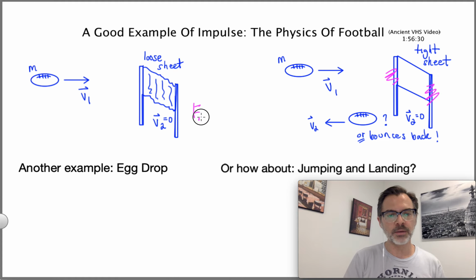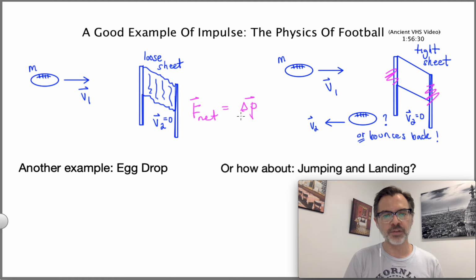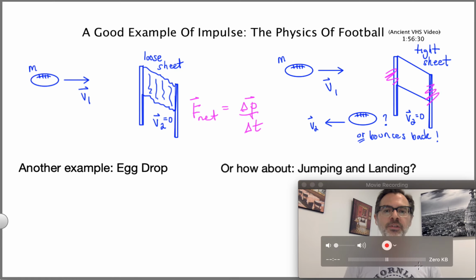So if we bring this back to impulse, what we would have done in class is we would have said, okay, now F net, the net force on that ball, is equal to the change in momentum over the change in time. When you throw into a loose sheet, the ball is brought to rest, so v2 is 0. From v1, the initial speed, down to 0, that's a certain change in momentum. But the time is very large, and therefore the denominator is big, and the force needed to stop that ball is pretty low. And that's why the frame, the wooden posts, don't break.